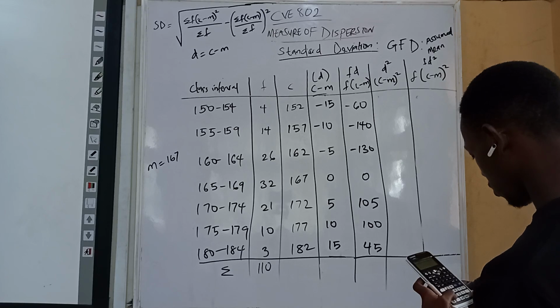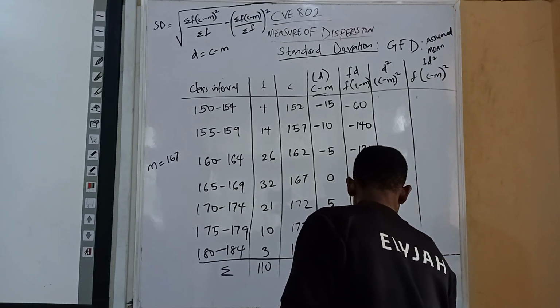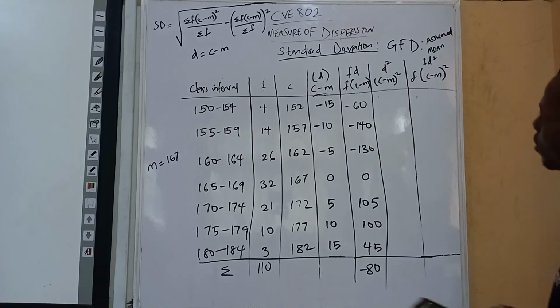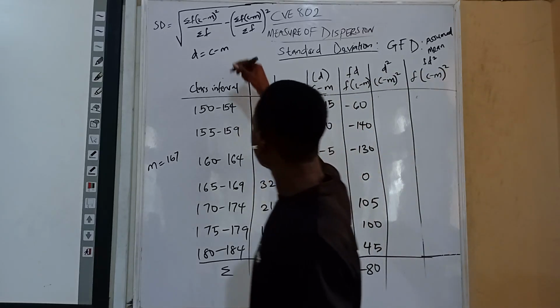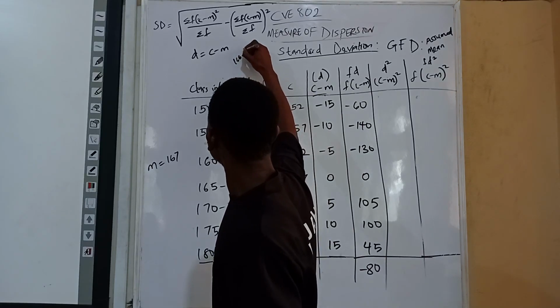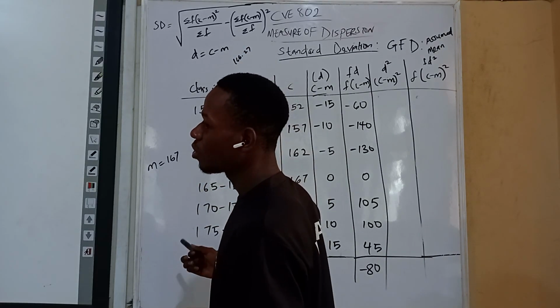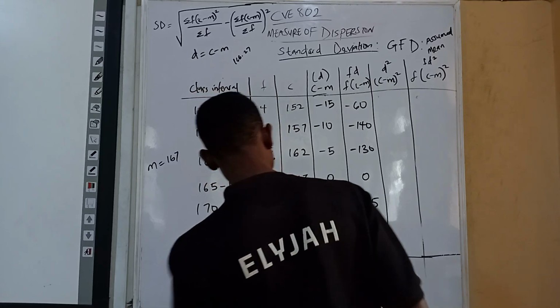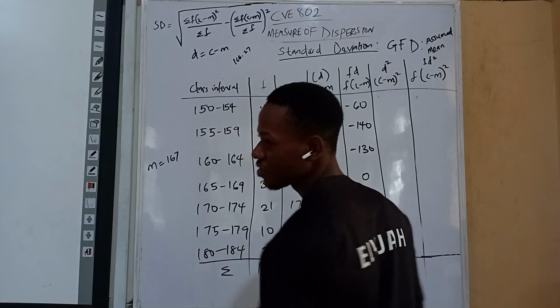So that's minus 80. So this one gives us minus 80, which simply means our assumed mean is greater than our original mean, which is true. Because our original mean is 166.27, but our assumed mean is 167. Because this one gives us negative, at the end of the day, it's going to remove from it.